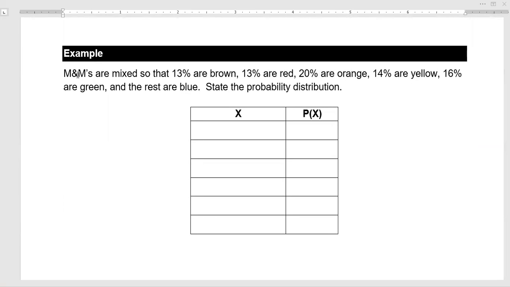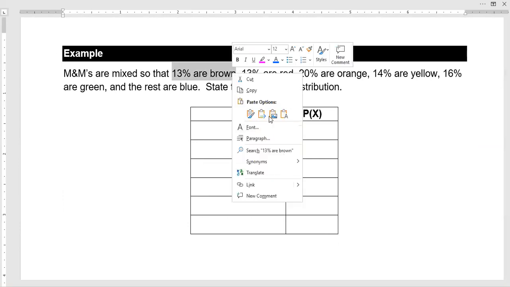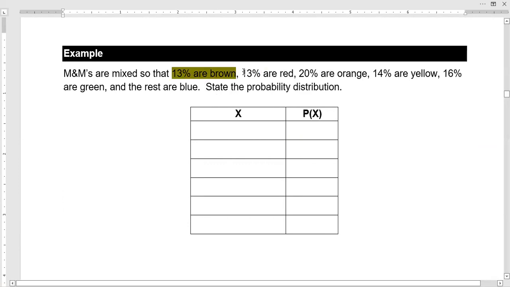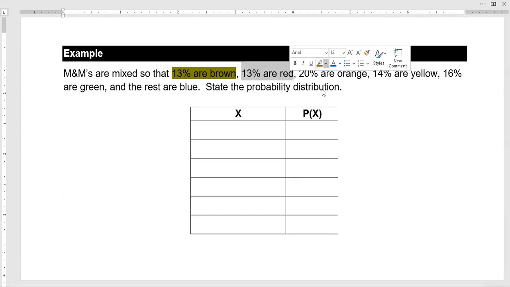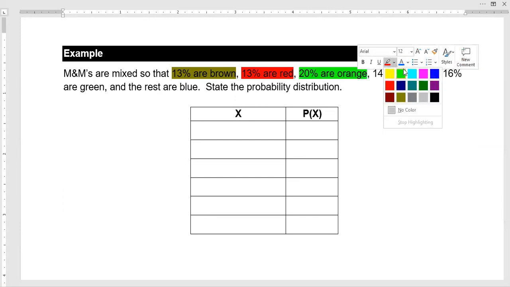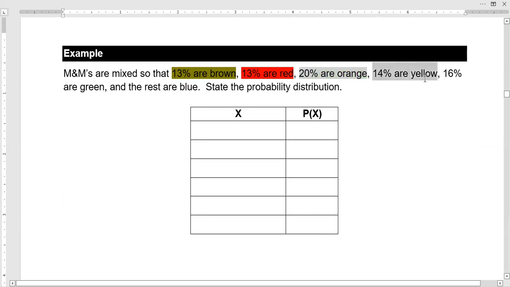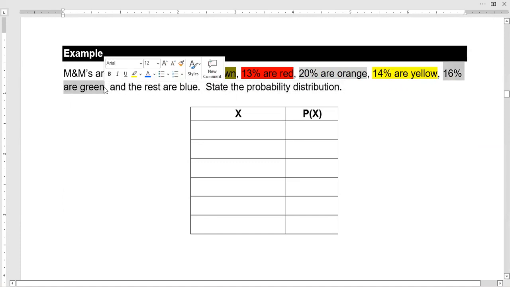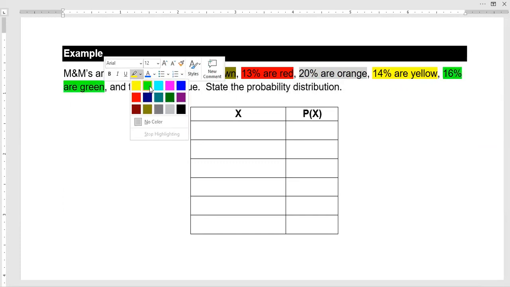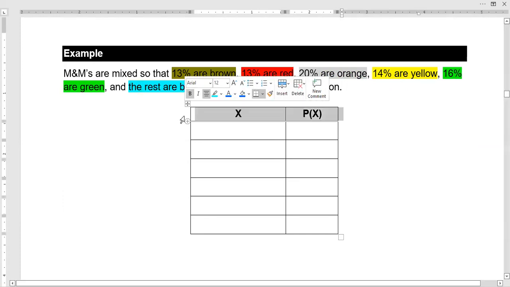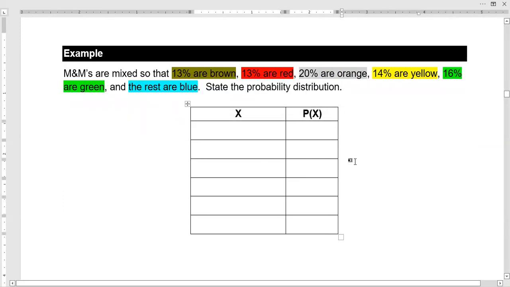So in this example, it says that M&Ms are mixed so that 13% are brown, 13% are red, 20% are orange, 14% are yellow, 16% are green, and the rest are blue. And then let's state the probability distribution.